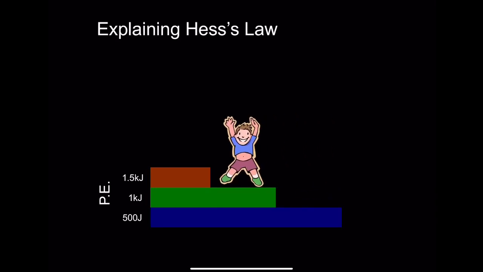But his overall energy change, because he started off up here and finally ended up here, is still 500 joules or half a kilojoule. So the overall change is still the same. It doesn't matter that he's taken a longer route the second time round, jumping all the way down to the bottom and then back up again. Since his starting and final positions are the same, the overall energy change is the same. That's the idea of Hess's law, and we can look at this on a real enthalpy profile.